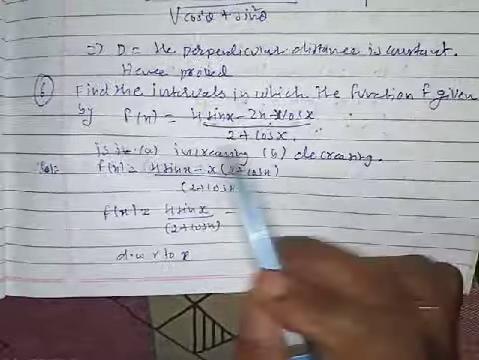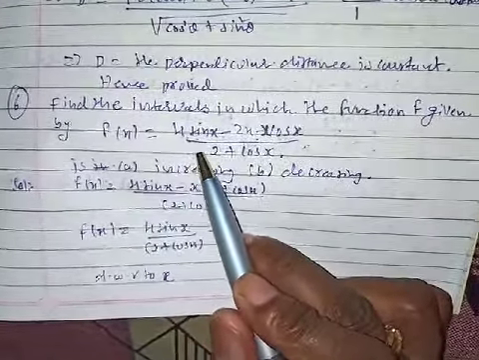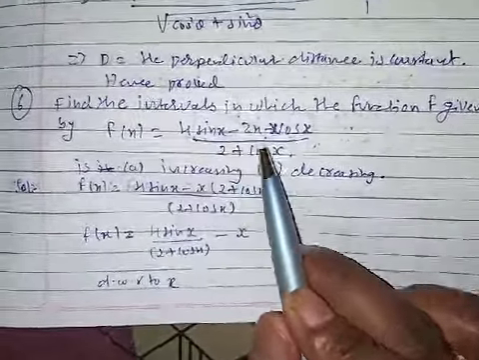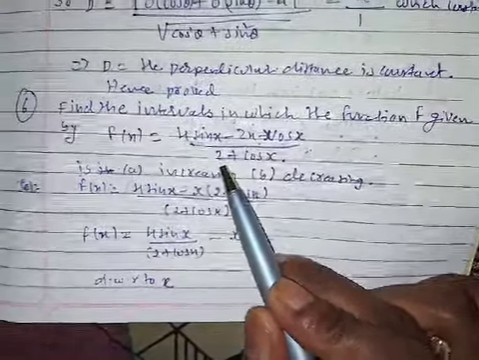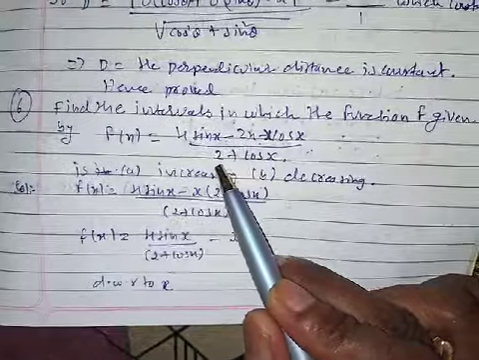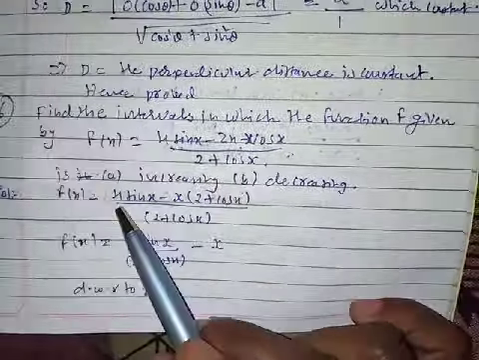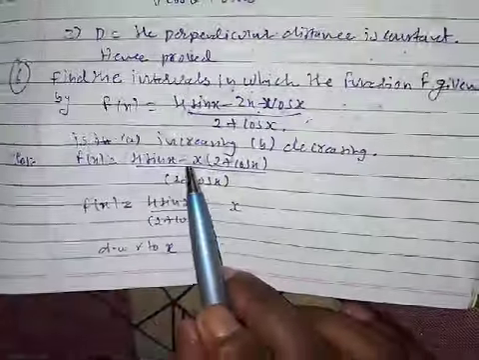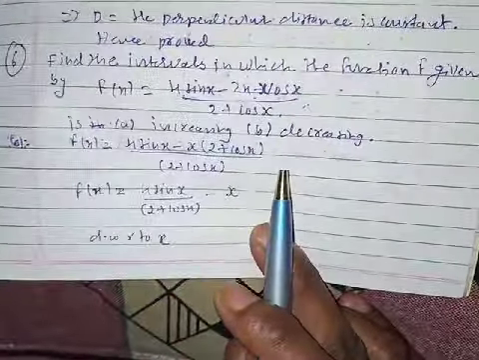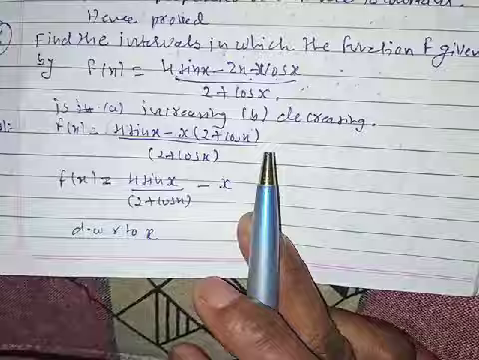The function f given by f(x) = (4 sin x)/(2 + cos x) − x is increasing and decreasing. In which interval it is increasing and in which interval it is decreasing, we have to find out. So we'll check in the interval.